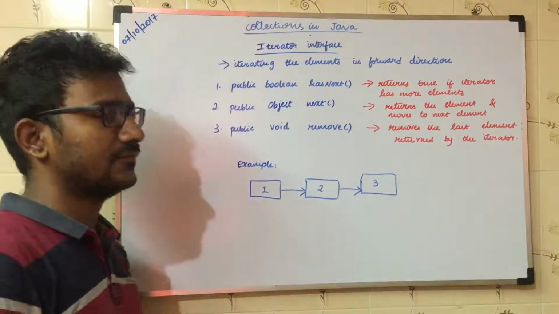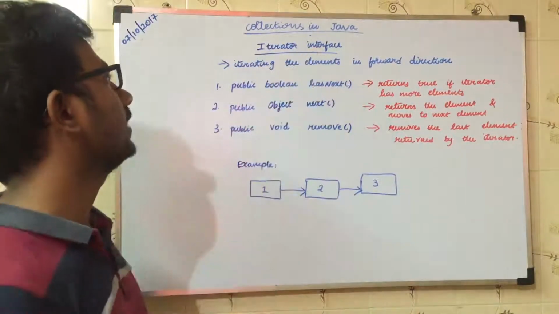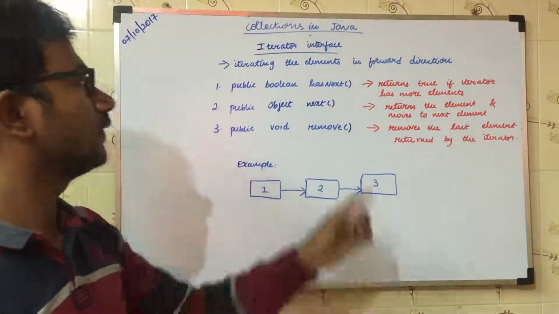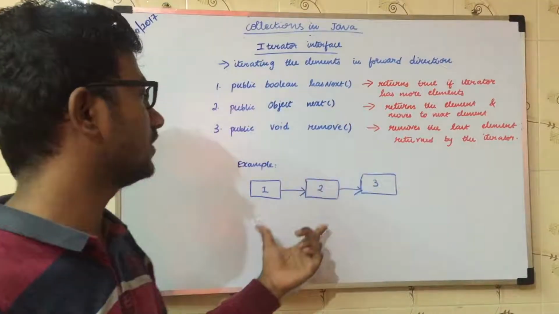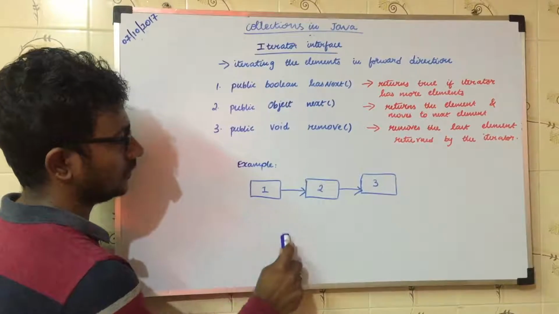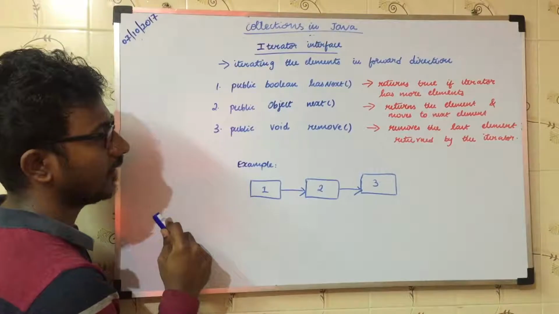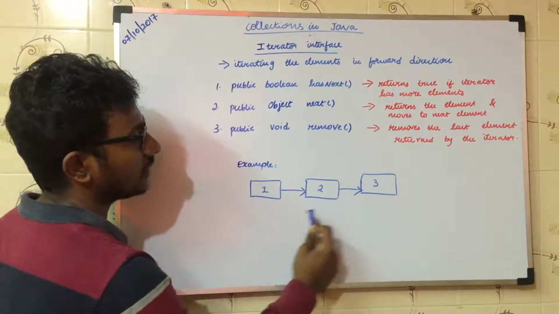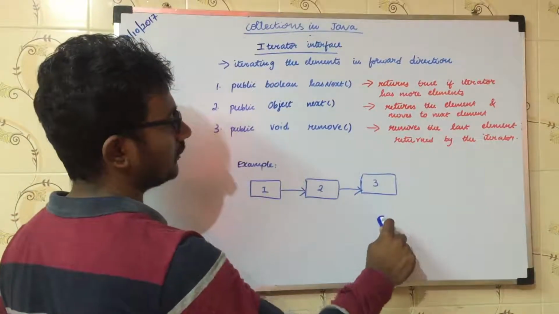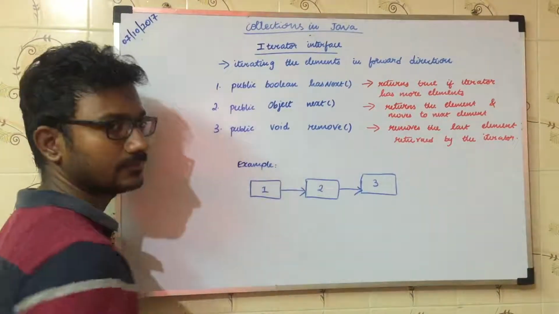Since this is an Iterator interface, the methods present in this interface are always abstract. Under the Iterator interface, there are 3 abstract methods called hasNext, next, and remove. We will see these methods using this example. As for hasNext, if we are in this position and call this method, it returns true, since there are 2 elements present after 1. If we call the same method when we are here, it returns false, because there are no elements after 3.